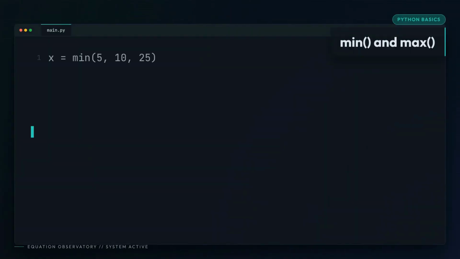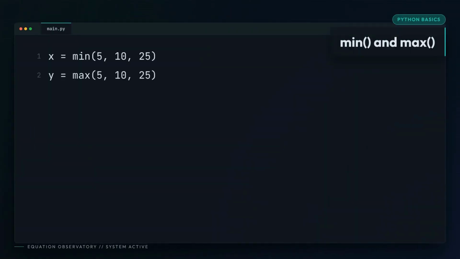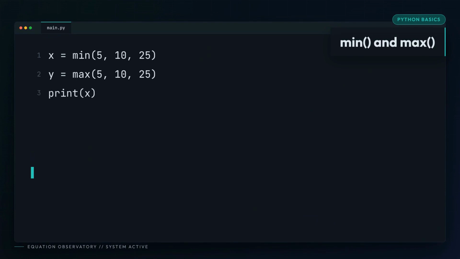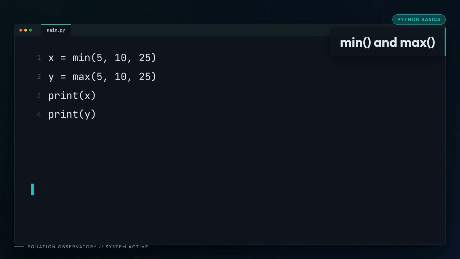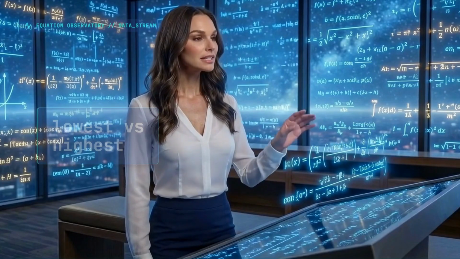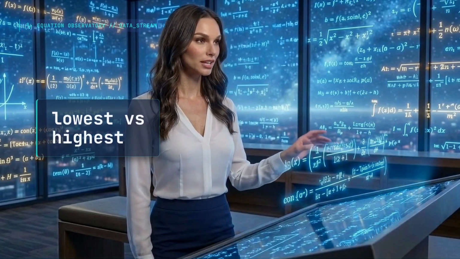First, let's look at built-in functions. The min and max functions are incredibly handy for finding the lowest or highest values in a group of numbers. In this example, we're finding 5 and 25 instantly. It's a simple yet powerful way to scan through your data.